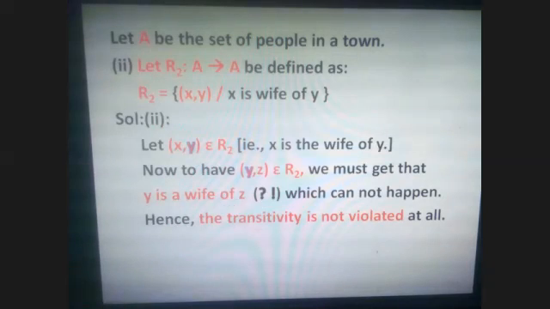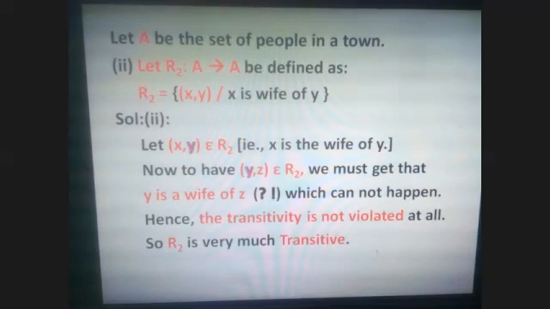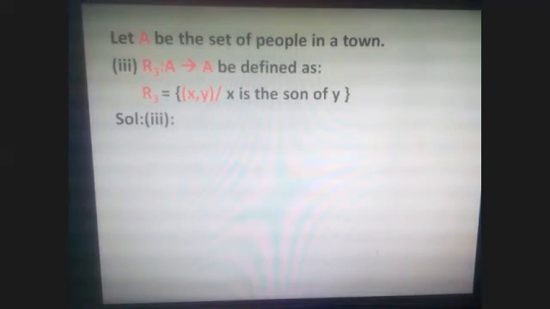Only when it is violating a transitivity condition is it not transitive. So you have to conclude that this relation is very much transitive. Be careful. It's a very good, understandable question. When you fail to produce (X, Y) and (Y, Z), in any case, when X is related to Y, Y cannot be related to any other member. So the transitivity is not violated anywhere, hence it is transitive.